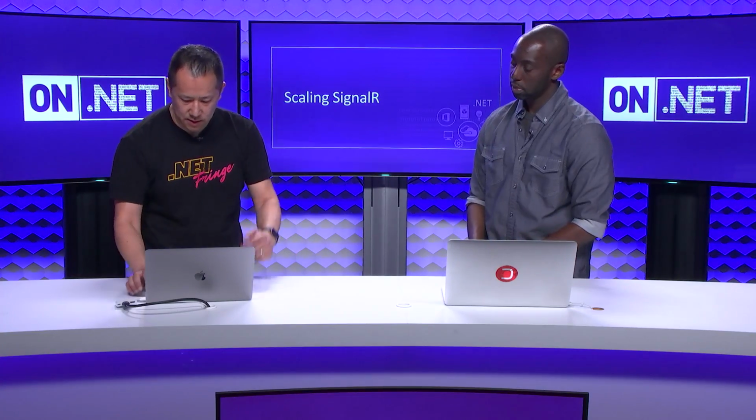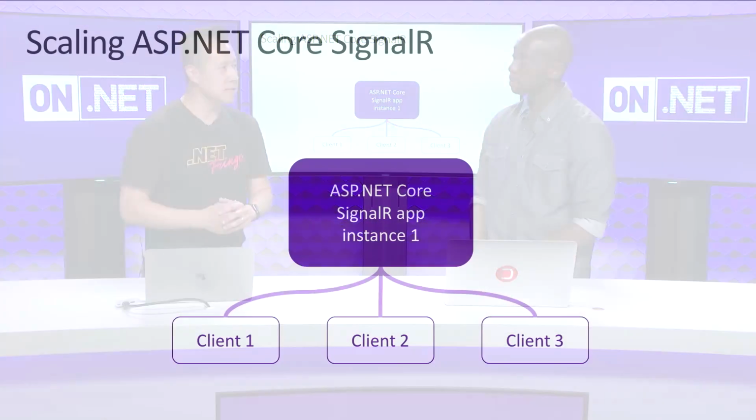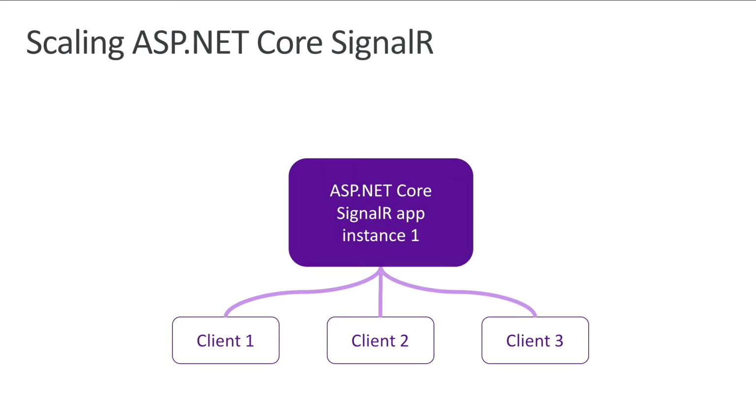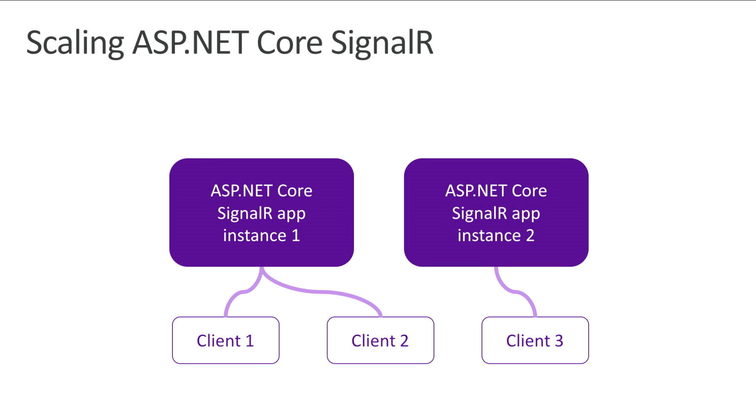So I have a couple of slides that demonstrate how scaling works in SignalR. Here's a picture of what's happening right now with our application. We have one instance. It happens to run on my machine. It can run in the cloud. And we have one or more clients connected to it. Pretty straightforward. But what happens if you actually scale out your application, right?